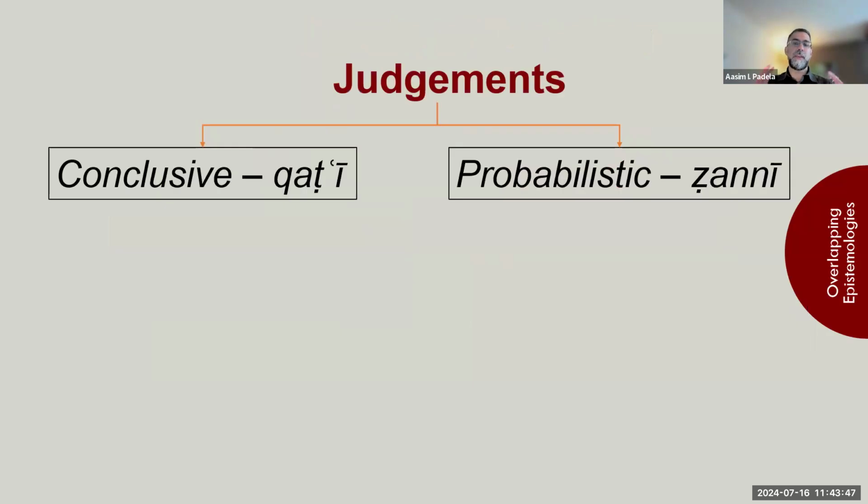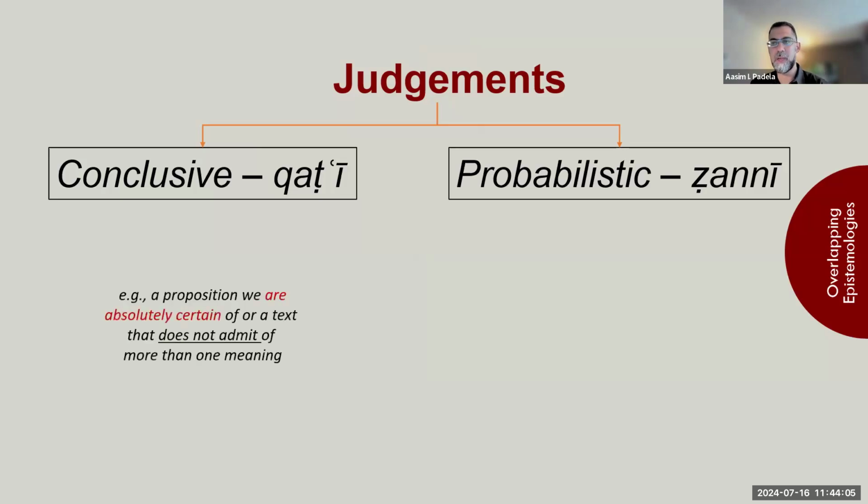Now, with that notion that you have sources of knowledge making claims, we have to understand that when you make a judgment about a claim, so someone's made a claim that this has happened or that hasn't happened, you have to assess whether that claim is based on conclusive evidences or probabilistic evidences. And those are the terms dhanni and qat'i. What does it mean by qat'i? When someone makes a claim about something that's qat'i, that means it does not emit more than one meaning. It is univocal, it can only be this way.